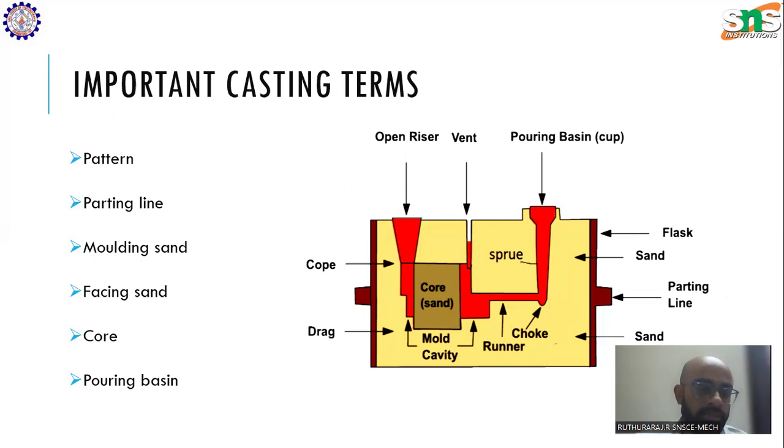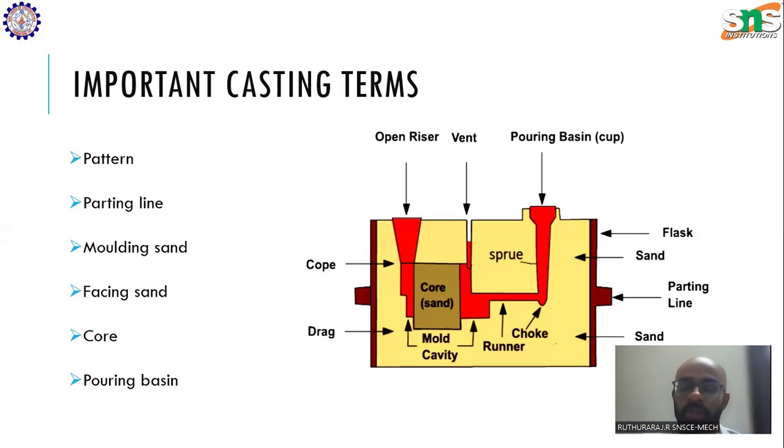Then there is the core. As we can see here, there is a core placed here. Suppose you need a hollow object which is not fully solid but hollow somewhere. Imagine you are making a pipe from casting. A pipe has to be hollow. If it is a bar, it is solid. If it is hollow, it is called a pipe.